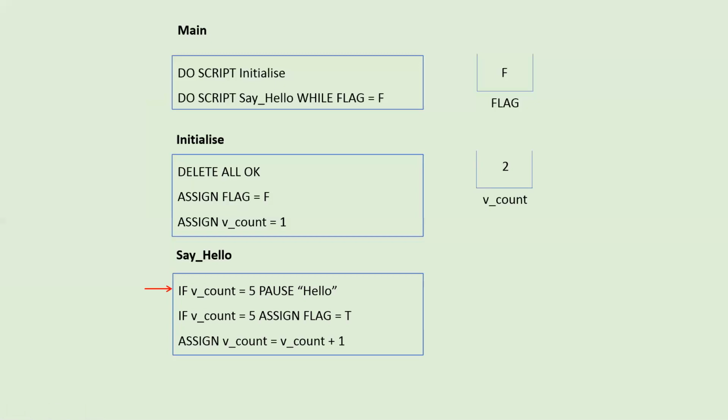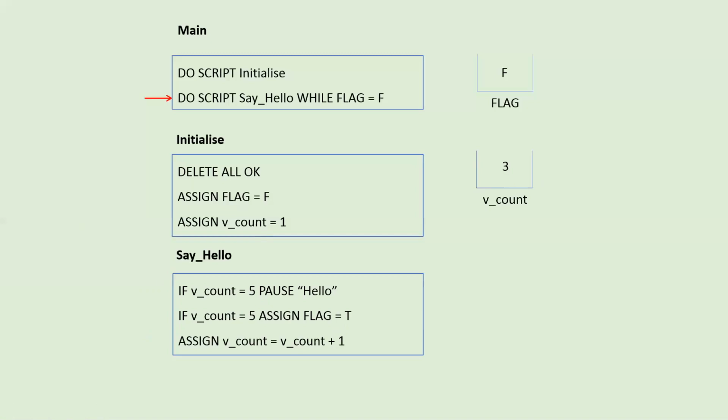So let's see, what does this instruction say? If vCount equals 5, I need to say hello. Is vCount equal to 5? No, I'm not going to say hello. What does the next instruction say? If vCount equals 5, change what's in flag. vCount is not 5, so I'm not going to touch flag. Next instruction says, change what's in vCount, increase it by 1. So vCount is 2 at the moment, so I need to increase it by 1 and make it 3.